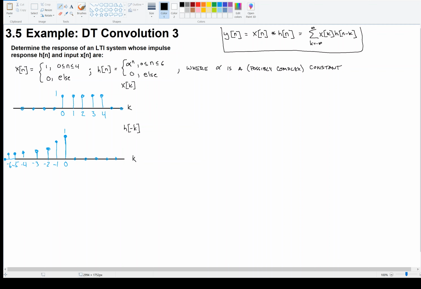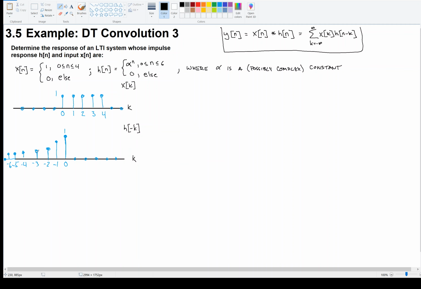Now, notice the convolution sum is in terms of k, really. We've got x of k, and then if we take the perspective of k, we've got h of n minus k. So I've plotted both of these signals versus k. So here's x of k, right? Between 0 and 4, I've got 1, and then 0 else. And because minus k appears in h, I've plotted h of minus k. So I've replaced n's with k's, and then I've flipped it.